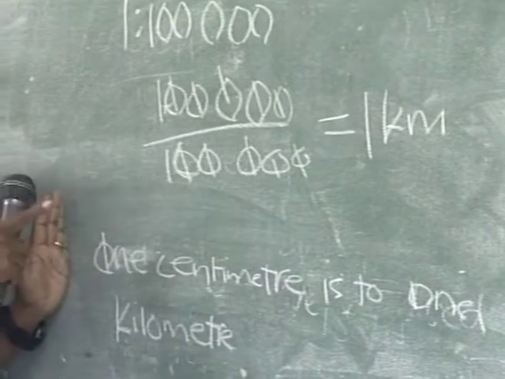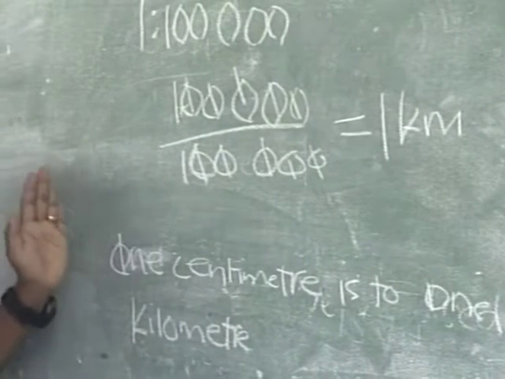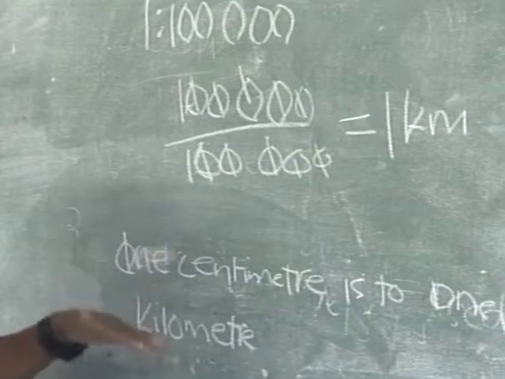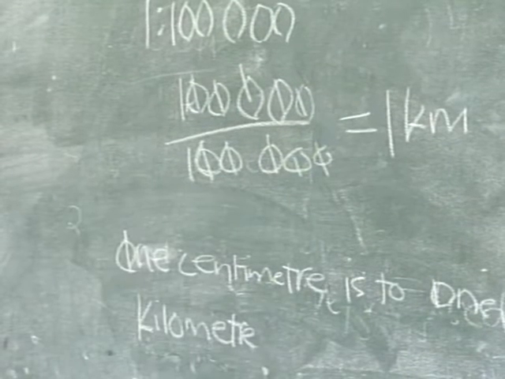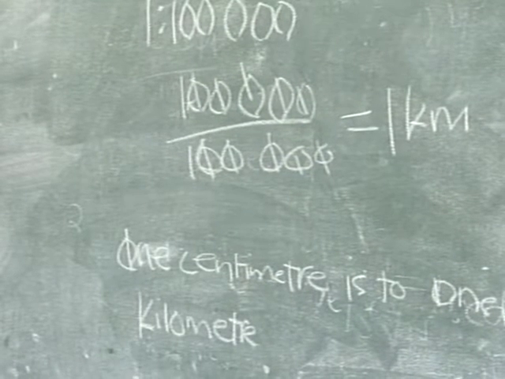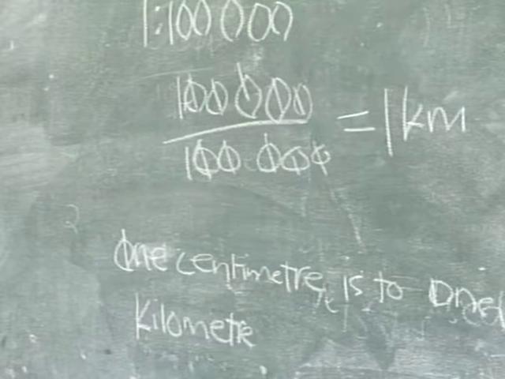Similarly, she has done the converting to kilometers. Therefore, it is 1 centimeter is to 1 kilometer. Good. We'll have the next person doing 1 is to 50,000 quickly.